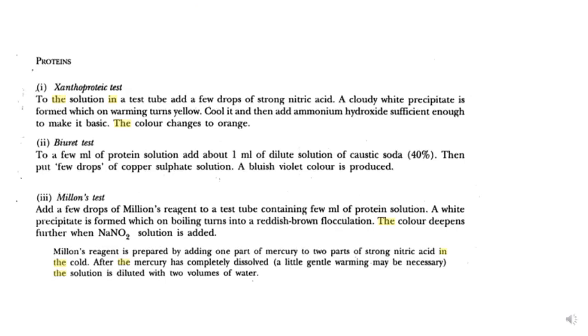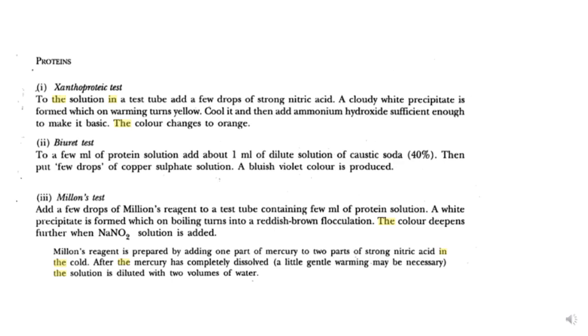Now the next test is for proteins. For proteins we have three tests: xanthoproteic test, biuret test, and Millon's test. In the xanthoproteic test, we take the test solution and add a few drops of nitric acid. A cloudy white precipitate is formed, which turns yellow on warming. When we cool it and add ammonium hydroxide to make it basic, the color changes to orange.